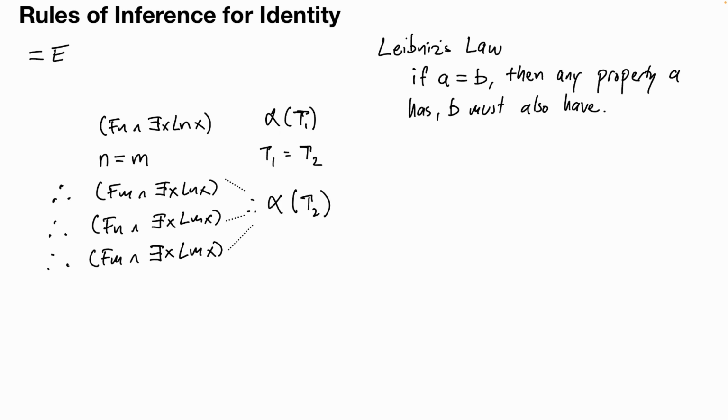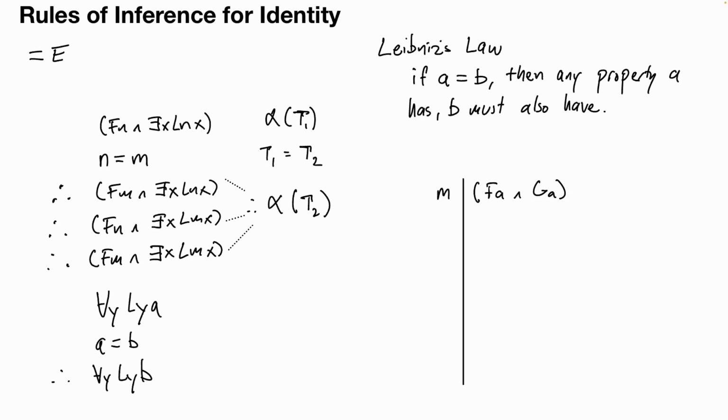So as another simple example, if you have for all y Lya, and you have a equals b, then you can derive for all y Lyb, swapping b in for a in the only spot where a occurs in the original formula. Or if you have Fa and Ga, and you have a equals c, then you can derive Fc and Ga, swapping c in for a in the first spot where a occurs in the original formula.